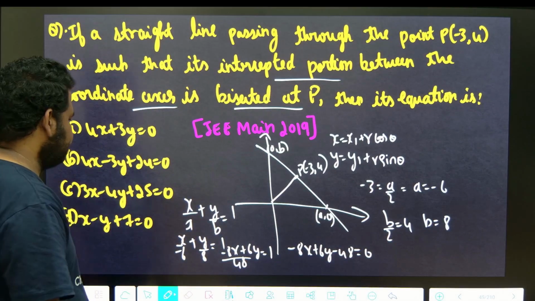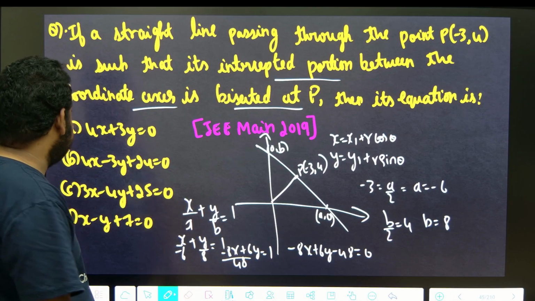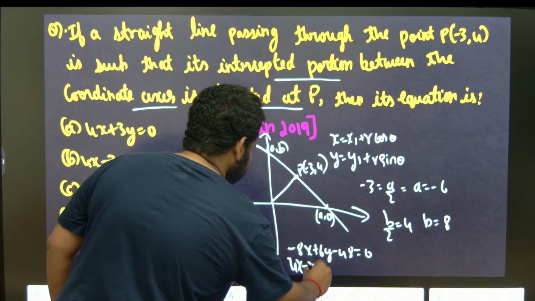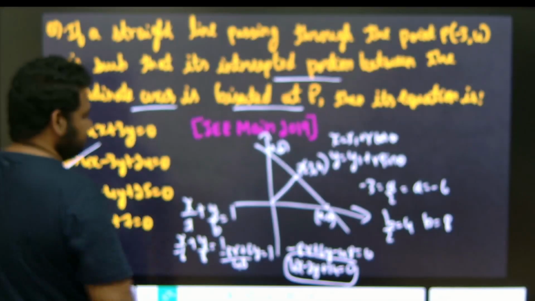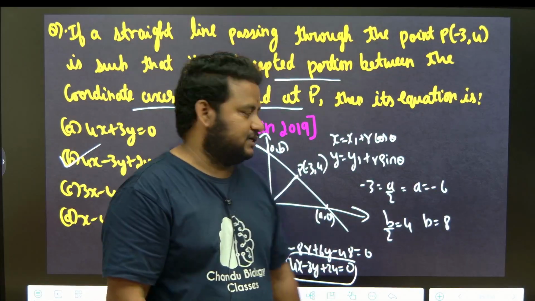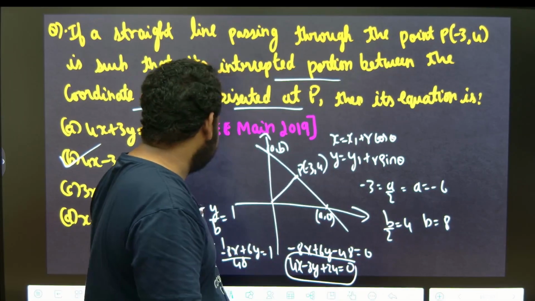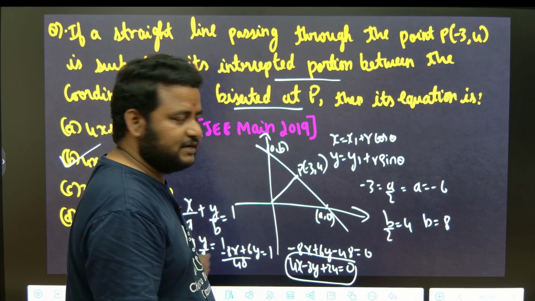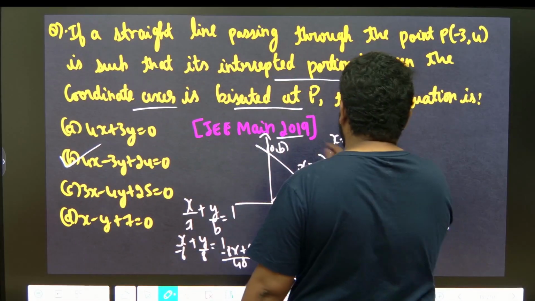Now if I divide by negative 2, I will get 4x minus 3y plus 24 is equal to 0. That is option B, the correct answer. So since it is the midpoint, we get a is equal to minus 6, b is equal to 8. Directly use the double intercept form, not slope intercept, x by a plus y by b is equal to 1, put the values, and you will get the equation. Such a simple question was given in JEE Main 2019.